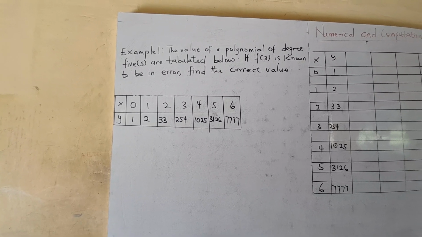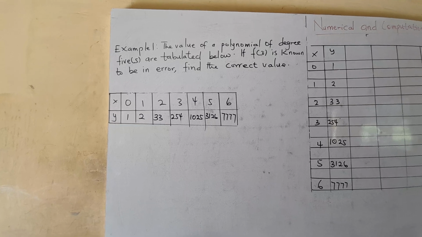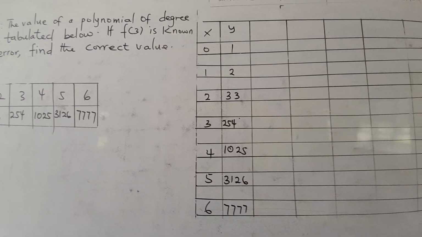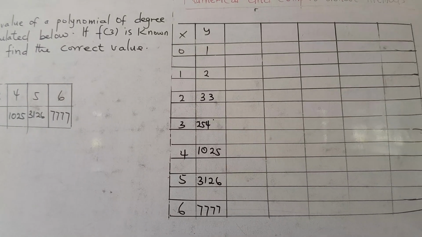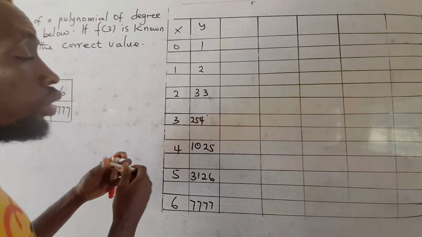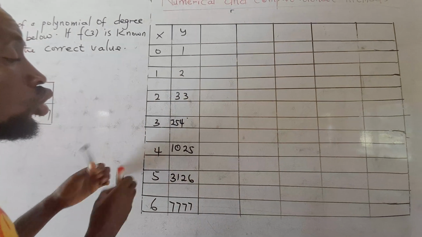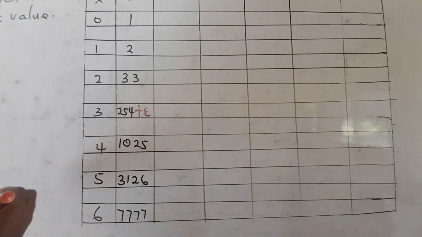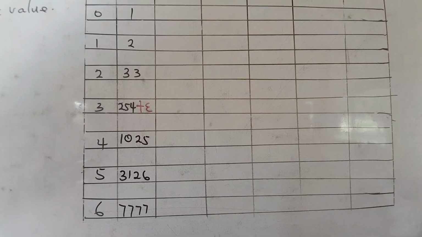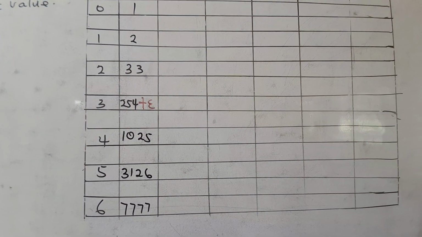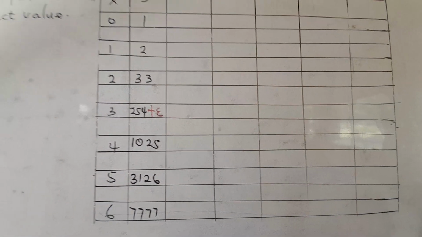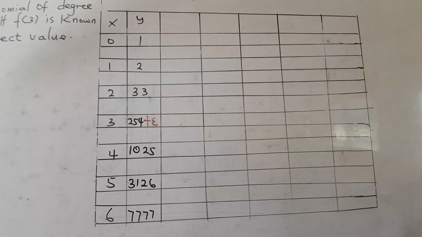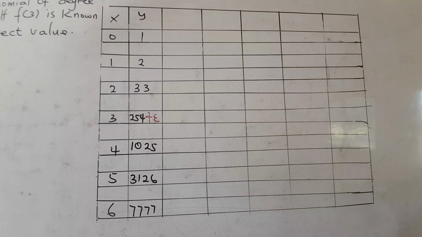Please do well to check out my videos on how to construct a difference table on YouTube. So this is how the table will look. Since the f of 3 is said to be in error, we add the error, which is epsilon, to that value. Remember they say the polynomial function is of degree 5. So we need to find the difference up to the 5th difference. I hope you get that.